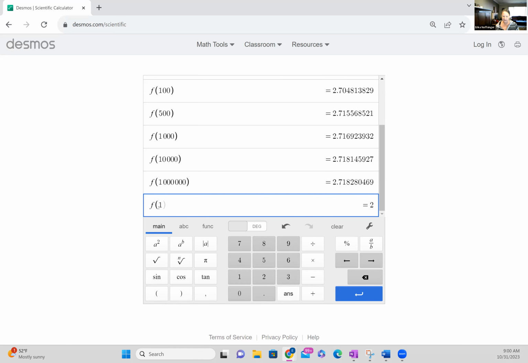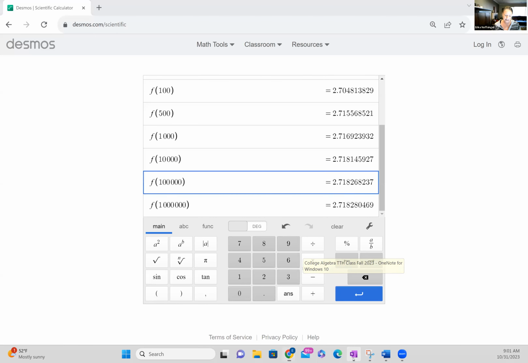And then f of 1,000,000. Again, we get 2.718 and then 28. So they're almost identical. So notice that this is heading towards what looks like to be 2.718. We can continue to grow that n value off to infinity, and we'll see that our number is approximately 2.718 for e.